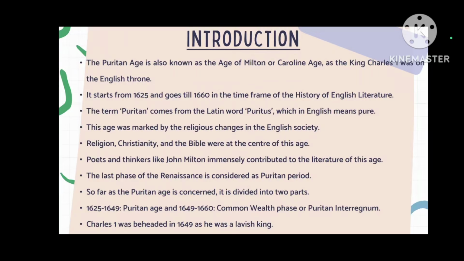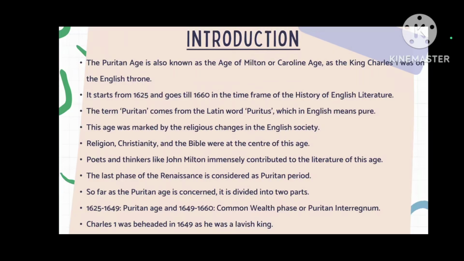The term Puritan comes from the Latin word puritus, which in English means pure, right? So this is the etymology of the word Puritan. Where does the word come from? The word Puritan comes from the Latin word puritus, which means pure, and the Puritan period was marked by the religious changes.